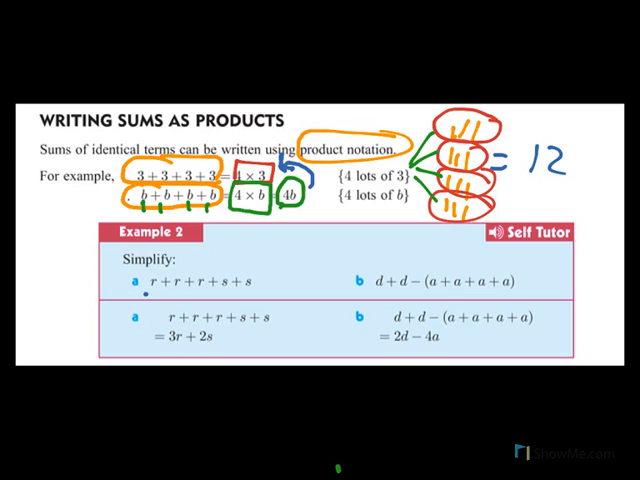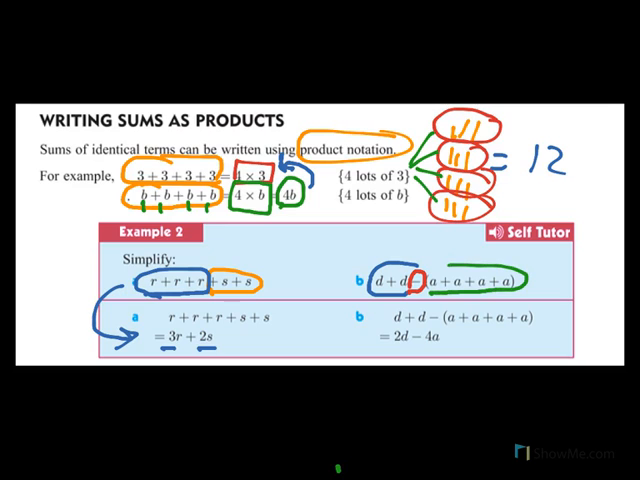We have this example here of R plus R plus R plus S plus S. So altogether, we have 3 R's and 2 S's. And we can see how they did it right here. There are 3 R's and 2 S's, so it's a plus sign in the middle. On the other side, number B, we have D plus D, and then we go to a minus, and then we have A plus A plus A plus A.